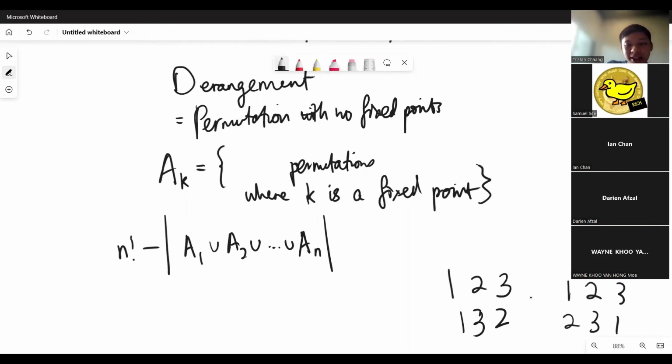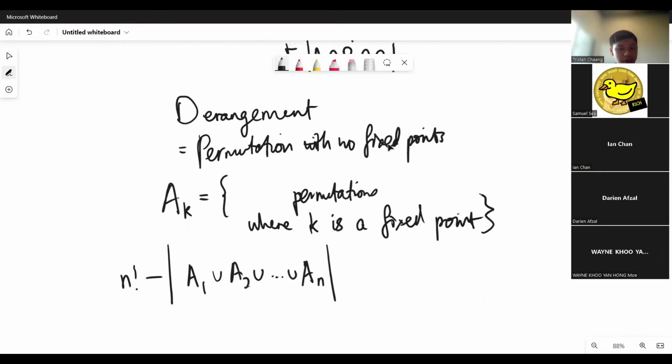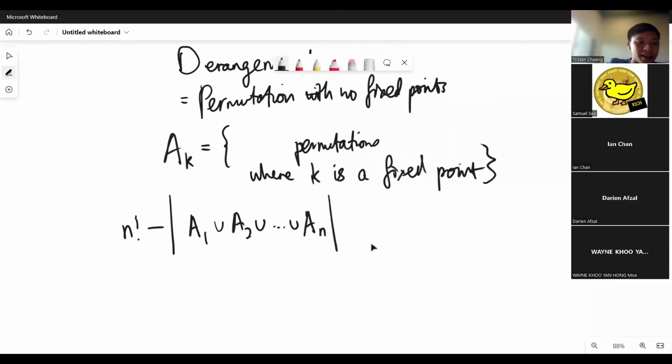And if 1, 2, 3 gets permuted to 1, 2, 3, then all of them are fixed points. So a derangement is a permutation with no fixed points. And let A_K be the set of permutations where the element K is a fixed point. So now we just want to find the total number of things minus all possible permutations with at least one fixed point.